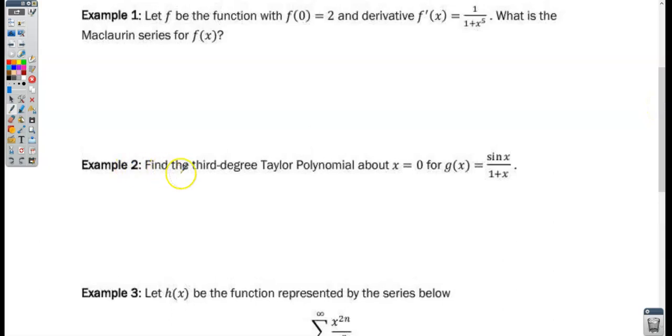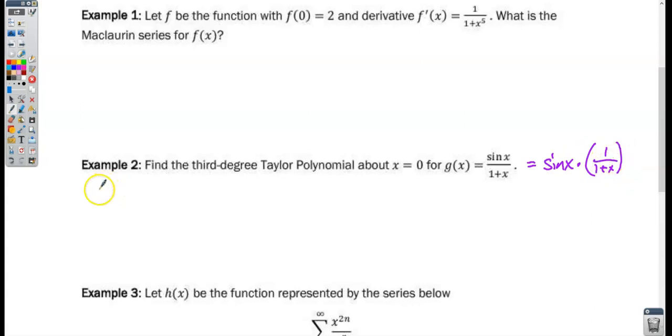In example 2, we're going to find the third degree Taylor polynomial about x equals 0 for g of x equals sine of x over 1 plus x. So a couple of ways that I could do this. I could try and take the series for sine of x and do long division, divide by 1 plus x. I don't know if that's what I want to do. Or I can think about this as sine of x times 1 over 1 plus x. Both of those are series that we know.